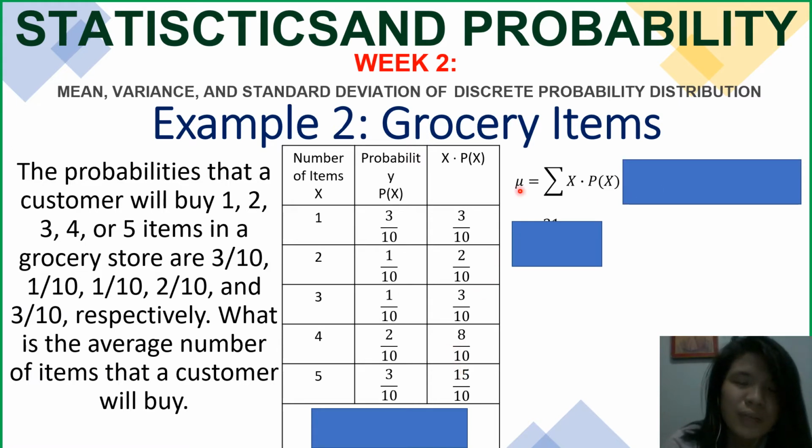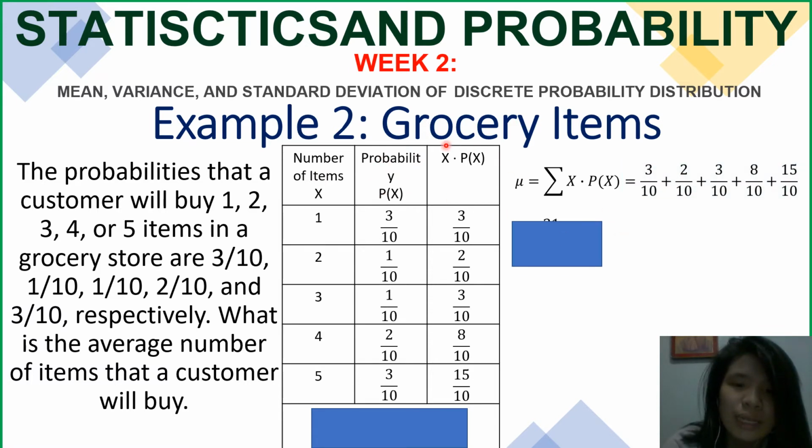Our formula for mean is mu is equal to the summation of the product of the number of items and its probability. So, rewrite lang natin yung nakuha natin sa x multiplied by p of x. That is 3 over 10. Second item is 2 over 10 plus 3 over 10 plus 8 over 10 plus 15 over 10.